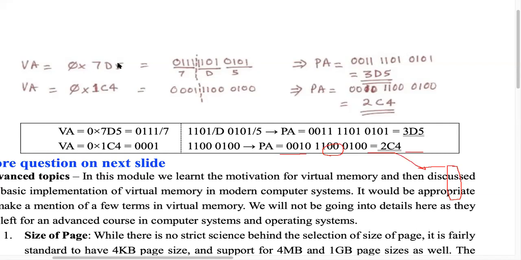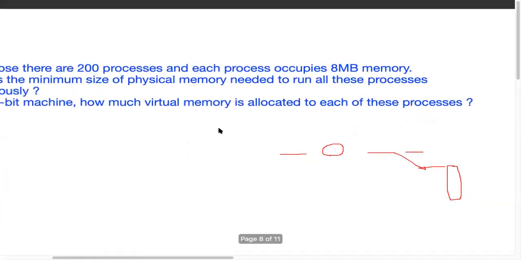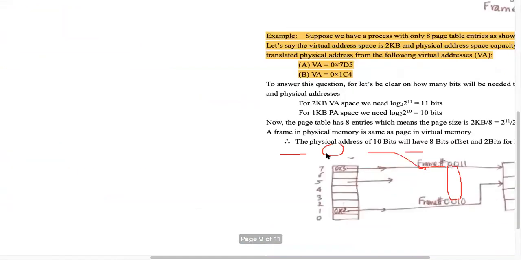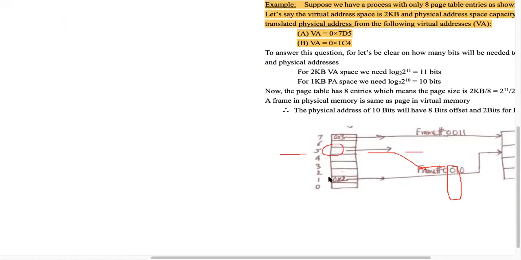But what is the actual number of bits in the virtual address? It's 11, right? So which 11? 1, 2, 3, 4, 5, 6, 7, 8, 9, 10, 11. This extra zero is coming from our earlier discussions on hexadecimal to binary conversion. But we understand that the virtual address is 11 bits, 2 KB space, 11 bits. So from this 11 bits, we knew that our page table had 8 entries, given in the question.